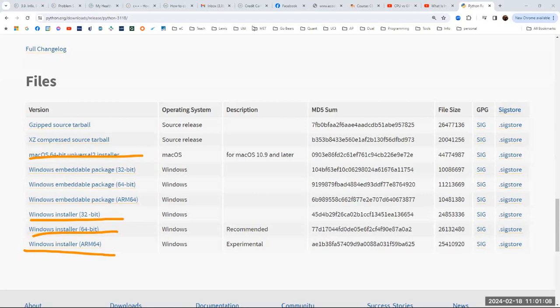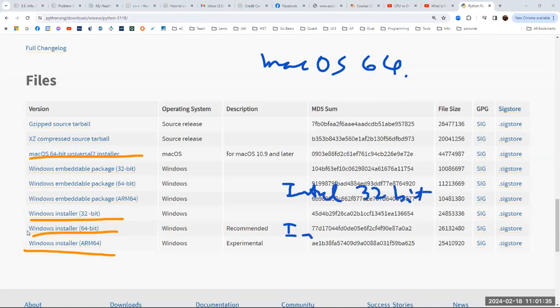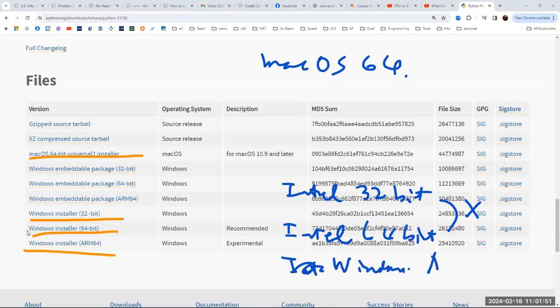So instruction set architecture would be this one. You may have the Mac OS 64. That's one kind of instruction set, Mac OS 64. Another one is Intel 32-bit. That's one architecture. And Intel 64-bit. So Intel 32-bit and 64-bit are not compatible. They are separate different processors. Windows ARM64. That's not compatible with either one as well. So this is another instruction set architecture. So this actually shows you 4 versions of the instruction set architecture.